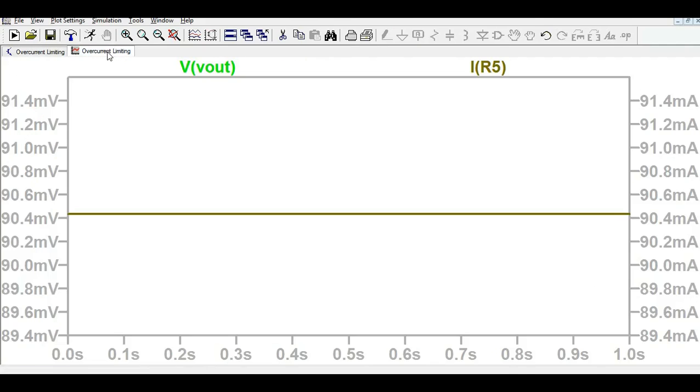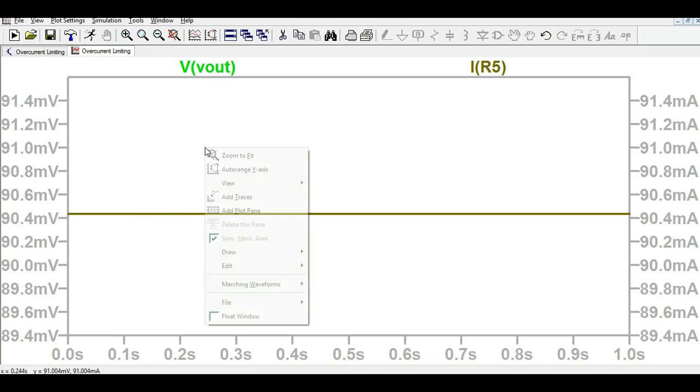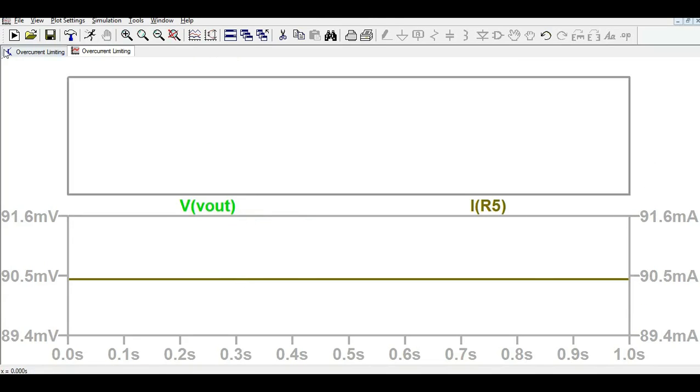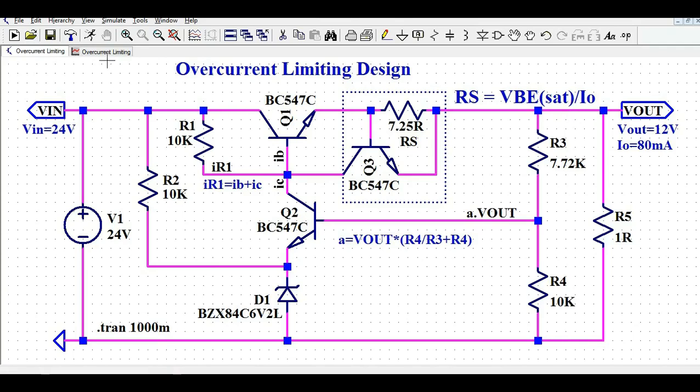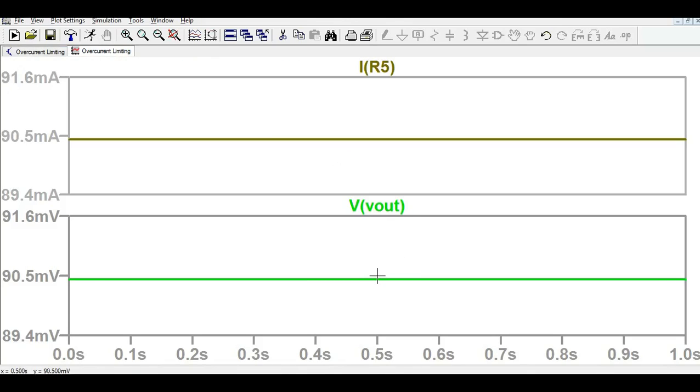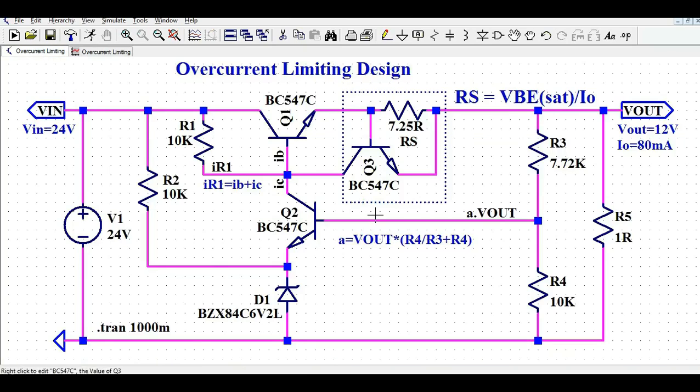So if I short circuit my output, if you look here, I'm getting V out. This is my V out, and let me divide into two plot panes. This is my V out, and let me show you here the I out. Okay, so if you look here, my V out is 90 millivolt, and you can see my output current, even though you have short circuited, is limited to 90.5 milliamps. What do you understand by this?